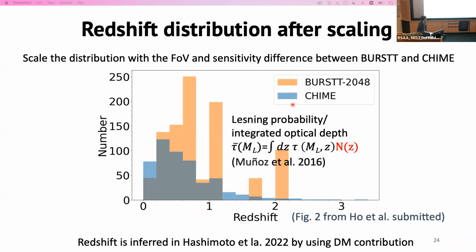So we get a lensing probability integrated, or you can say the integrated optical depth equation from Munoz et al. 2016. So the N_C in this equation is actually this redshift distribution here. So we are using this in this equation, and later we can calculate the lensing probability of it.